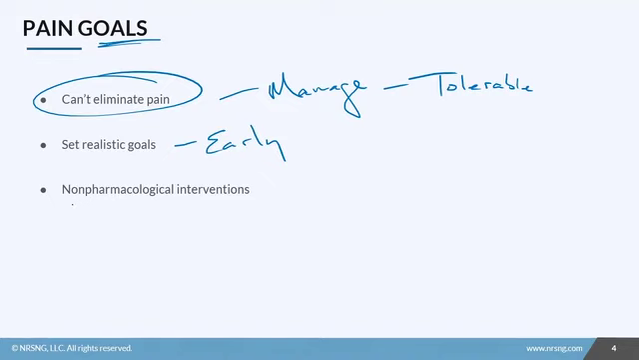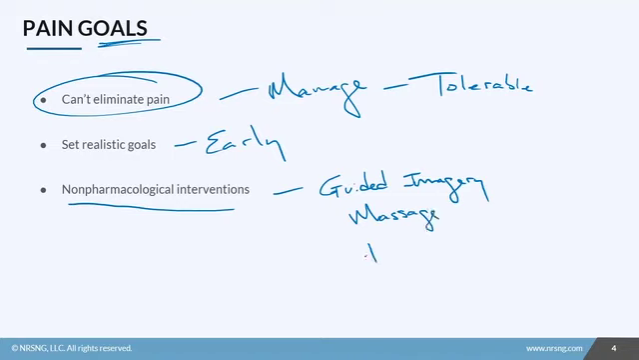You want to focus on things first, like non-pharmacological interventions. So these are things like, we'll write some of these down. You've got guided imagery. You've got massage. You've got heat and ice. These are ways that you can alleviate pain and do it without the use of medication.